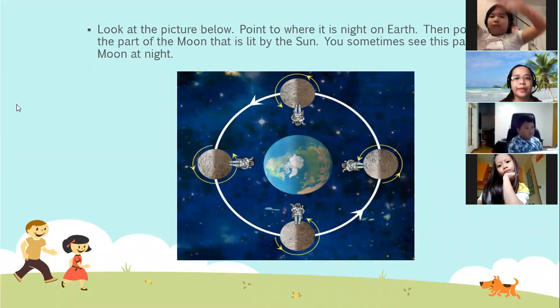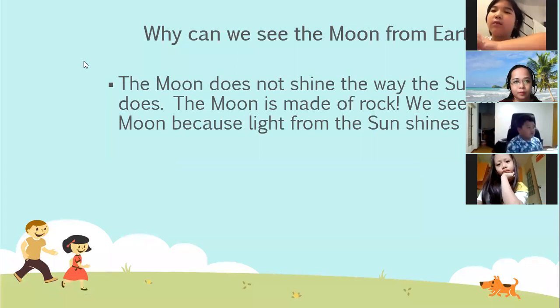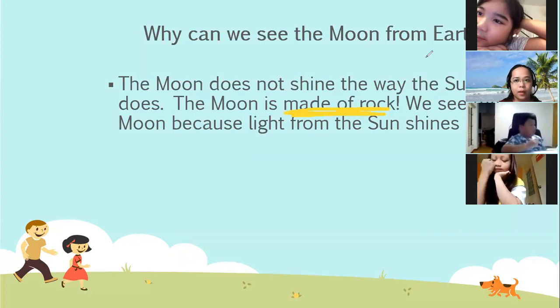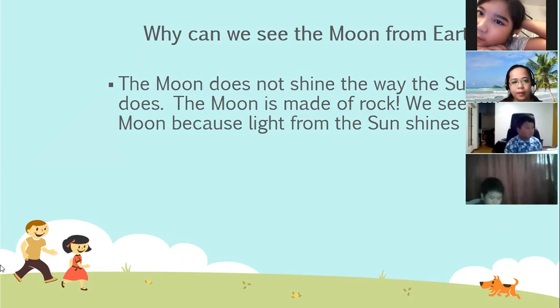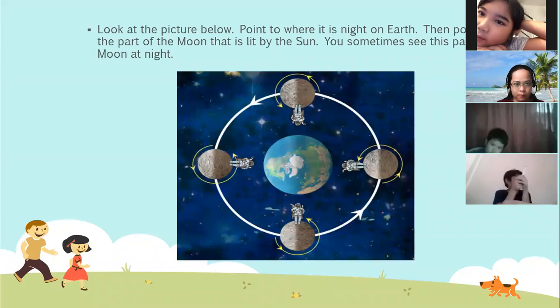What is the moon made of? As we discussed last time, the moon is made of rock. Yes, it's made of rock. That's why when it is reflected by the light of the sun, it shines at night.